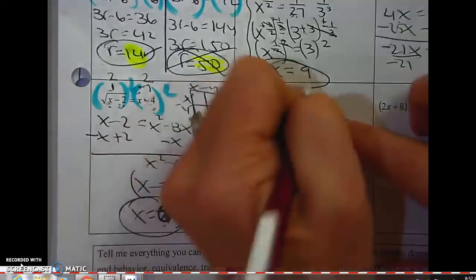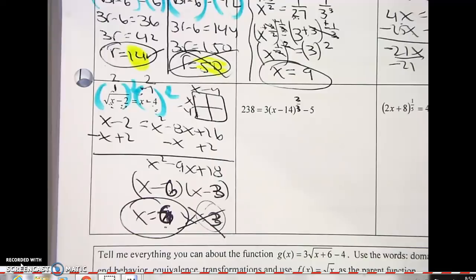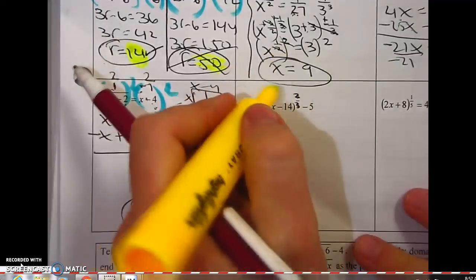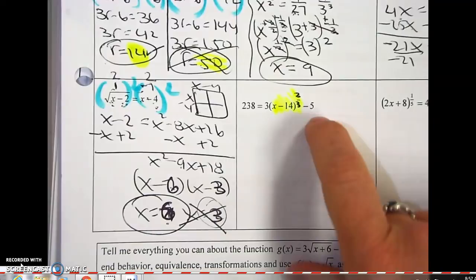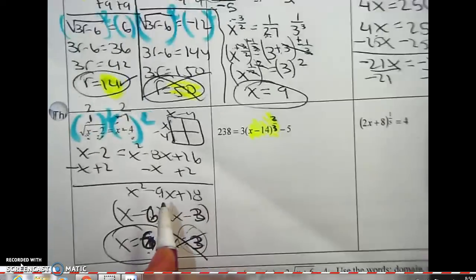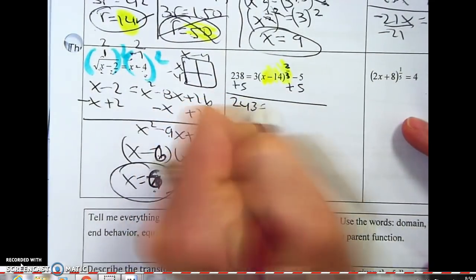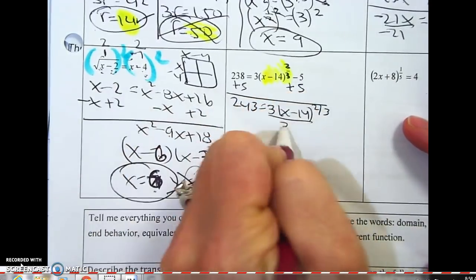Can you do me a favor and make this a 2 and make that a 3? There's a mistake in there. Okay? When you do this problem, you can't even acknowledge this right here until you get rid of the 3 and the 5. This reminds me of a problem like this. If I had 238 equals 3x minus 5, you would add 5 and divide by 3. That's what I'm going to do here. Add 5. And now I'm going to divide by 3.